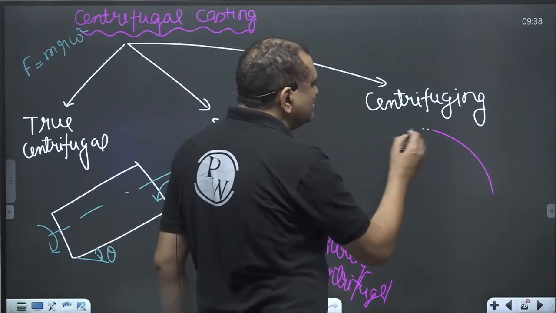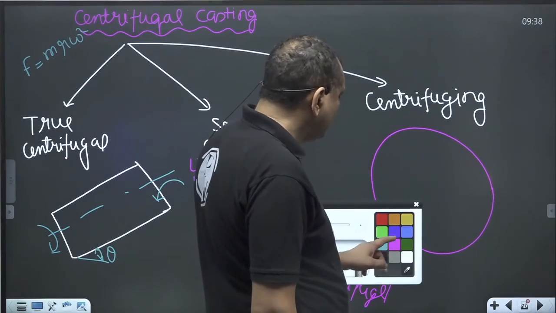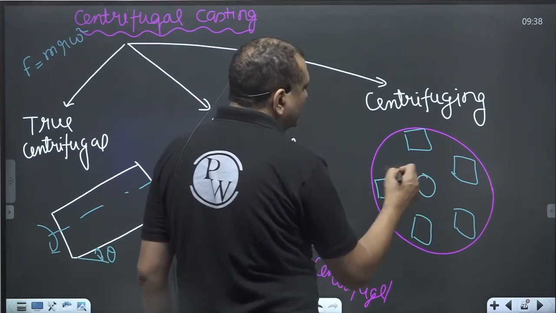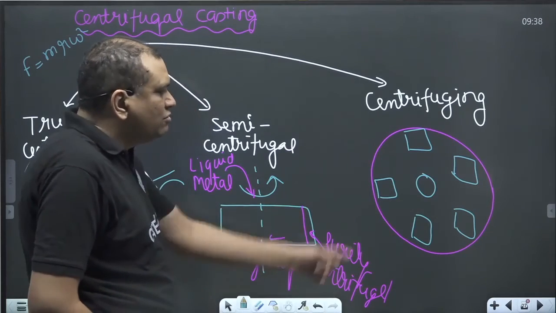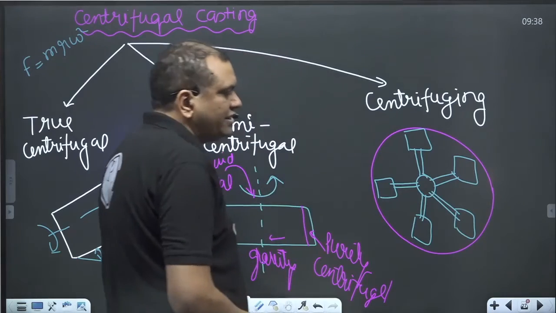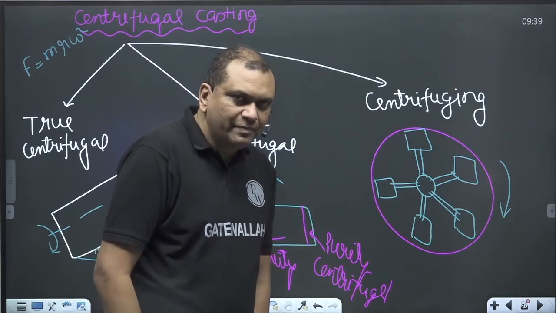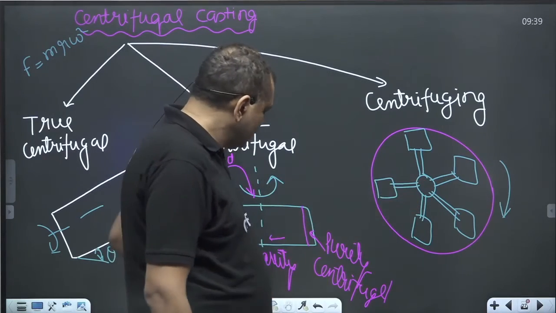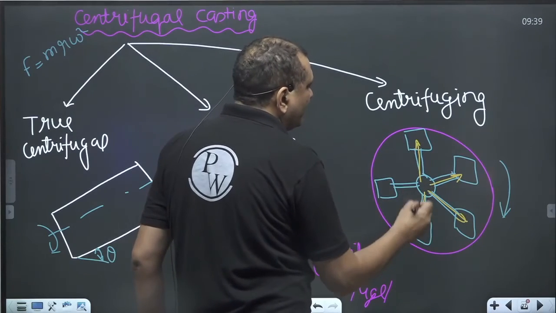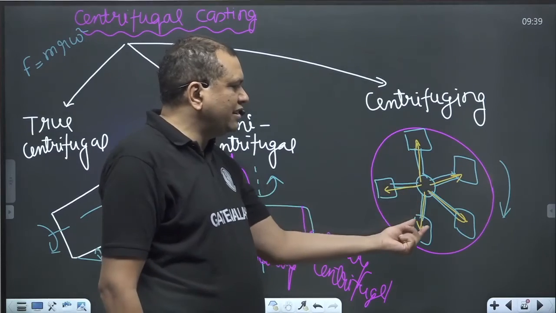Now centrifuging: there is a large wheel, and at the periphery there are multiple molds. These molds are connected to the central sprue with the help of individual gates. The drum is rotated in the horizontal plane and liquid metal is poured through the center. So, these castings will be filled under pressure, and after solidification is over, we cut everything and get these products.